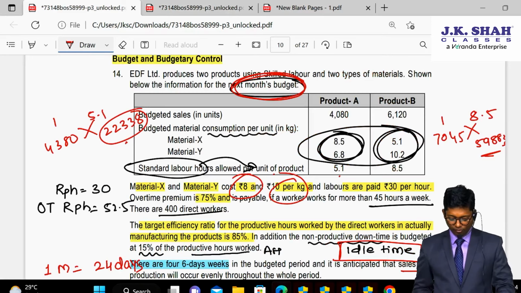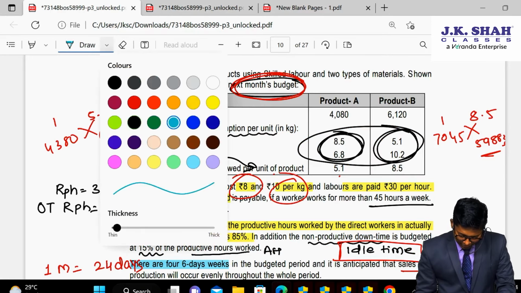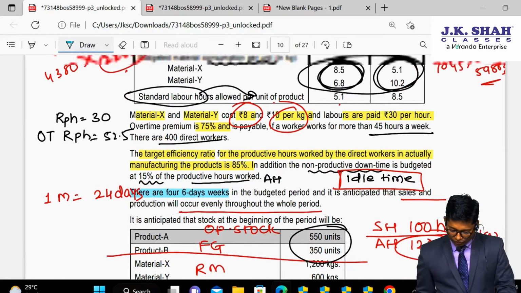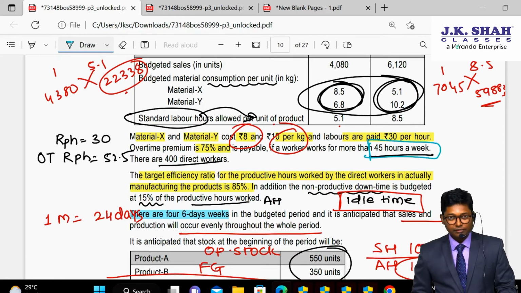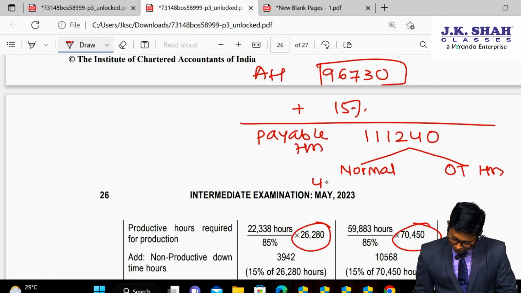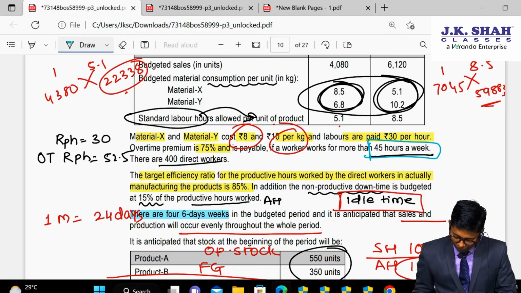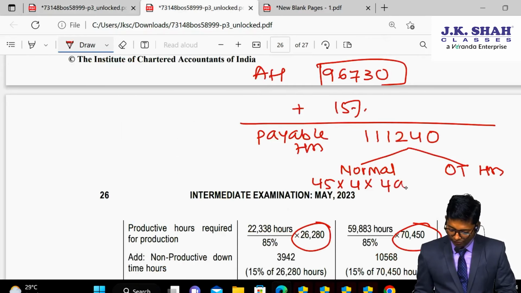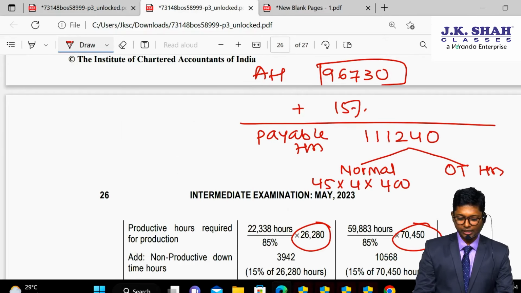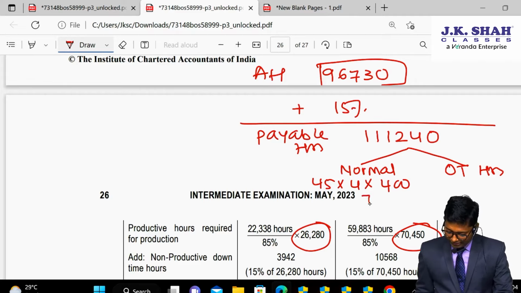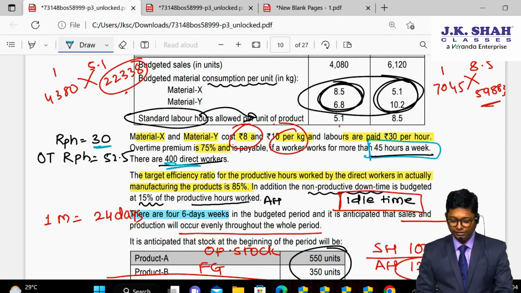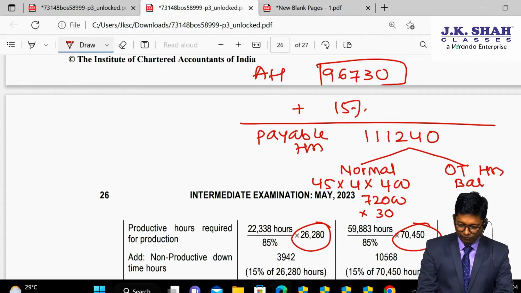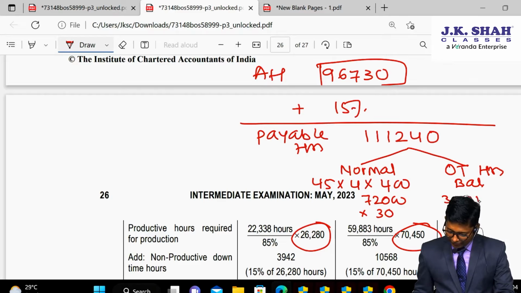Sir, how to calculate normal hours? The question has given you the information about the normal working hours also. See here, there are 45 hours a week, that means 45 into 4 weeks, and the number of workers working with the company is 400. 45 into 4 weeks into 400, 72,000 hours are payable at the rate of 30, normal rate per hour. And the balance out of 1,11,240, 72,000 are paid. Balance 39,240 hours are to be paid at 52.5.